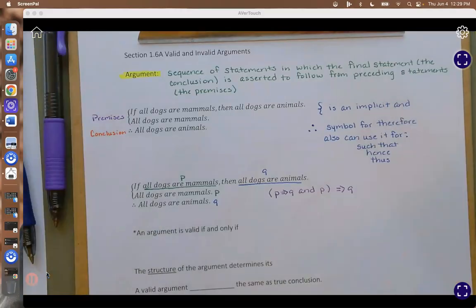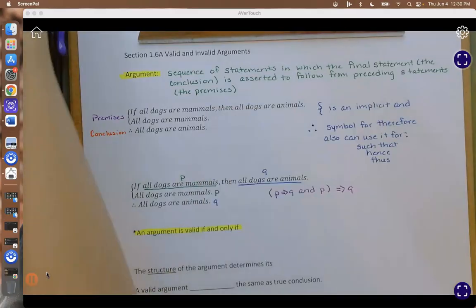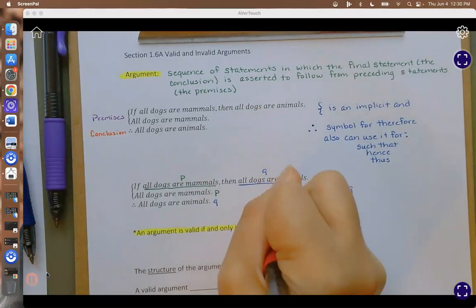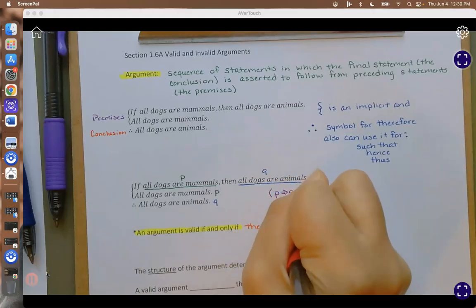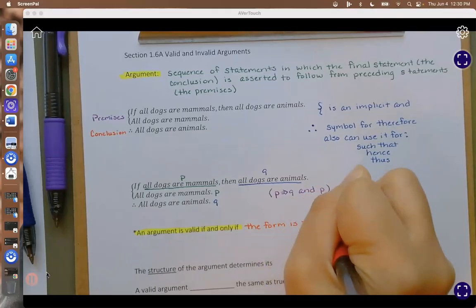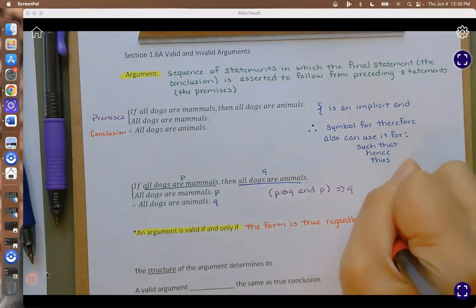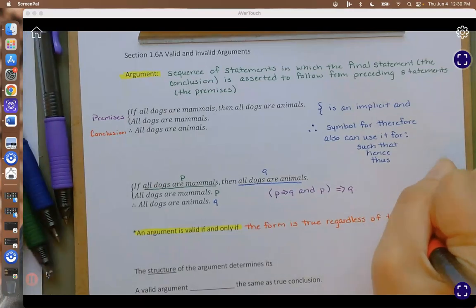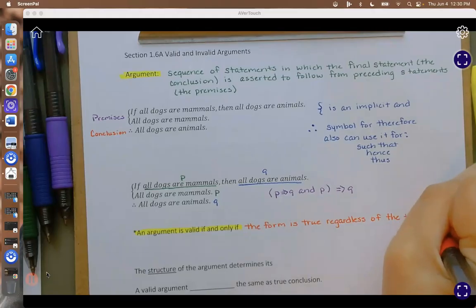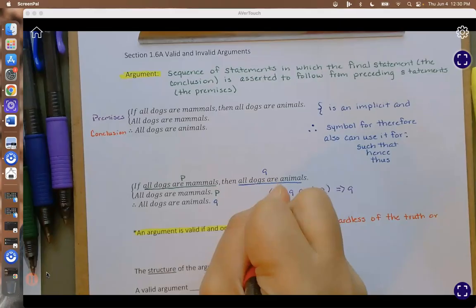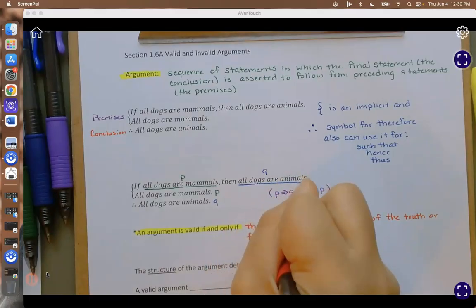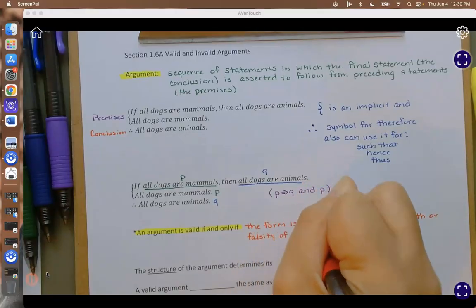Okay, now this is very, very, very important. An argument is valid if and only if the form is true regardless of the truth or falsity of the statements in it.